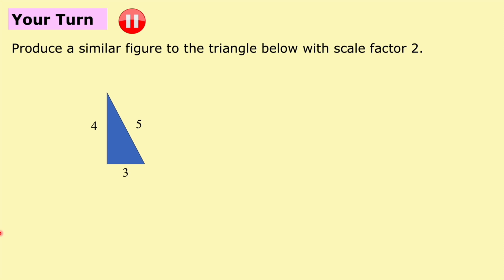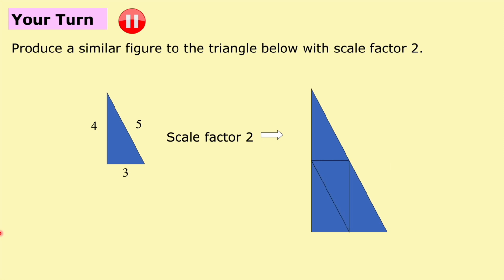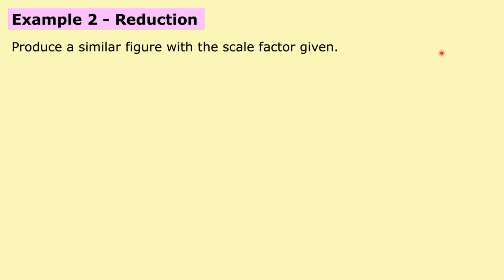Okay, so going over the answer, we're going to times all the sides by a scale factor of 2, meaning our height is going to be 8 because 4 times 2 gives us 8. Our base is 6, 3 times 2 gives us 6, and then we can just join the other one up, but knowing the length, 5 times 2 gives us 10. So well done if you got 8, 6 and 10 around your triangle. Okay, so those were an enlargement. Let's look at an example of a reduction.